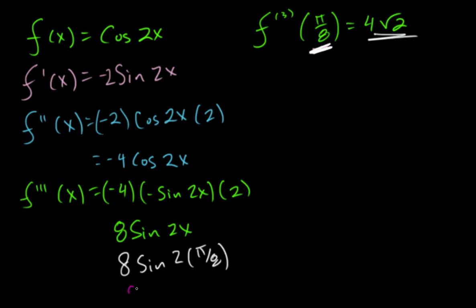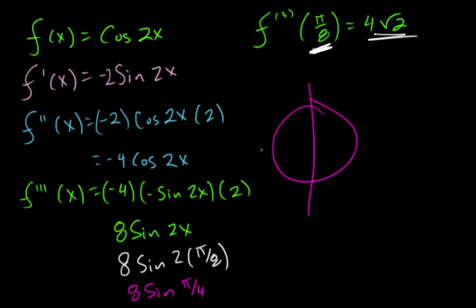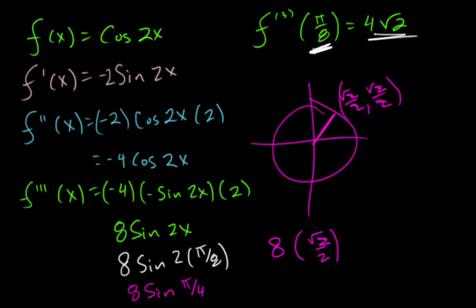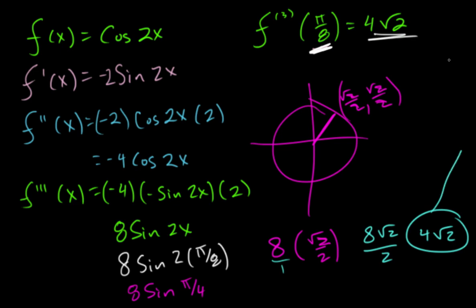Okay, 2 times pi eighths is going to give us pi fourths. If we remember our unit circle, at pi fourths it's square root of 2 over 2, square root of 2 over 2. Sine is the y value, and so we get 8 times square root of 2 over 2. And when we do that, we get 8 square root of 2 over 2, which simplifies to 4 square root of 2, which is what we wanted to prove.